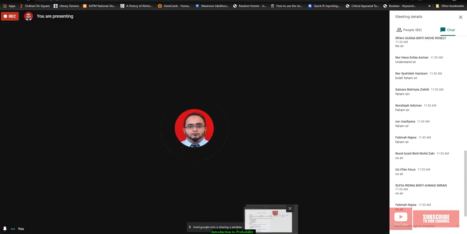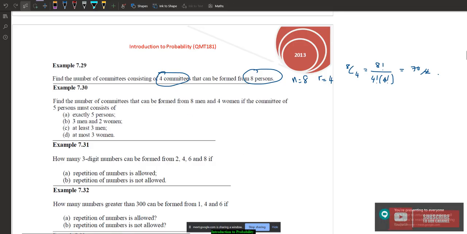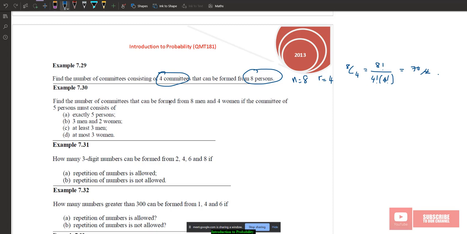Alright, so now we can move on to example number 7.30. In example number 7.30, find the number of committees that can be formed from 8 men and 4 women if the committee of 5 persons must consist of exactly 5 persons. Now, we need to understand the statement first. So we have men equal to 8. Let me use another color.